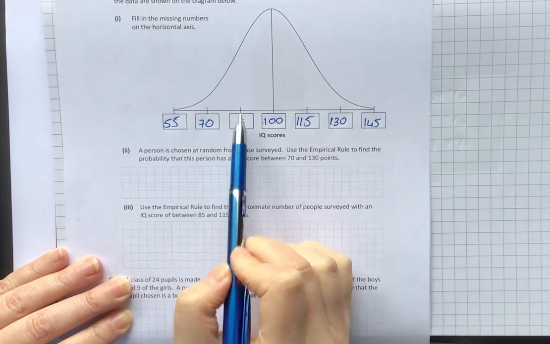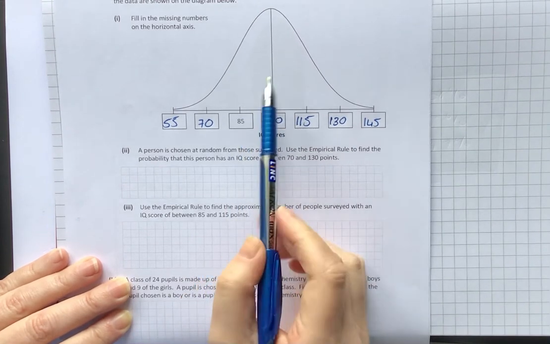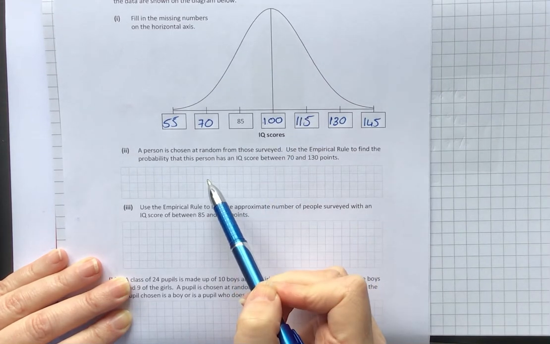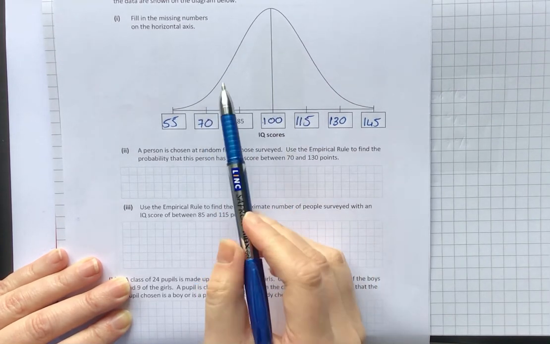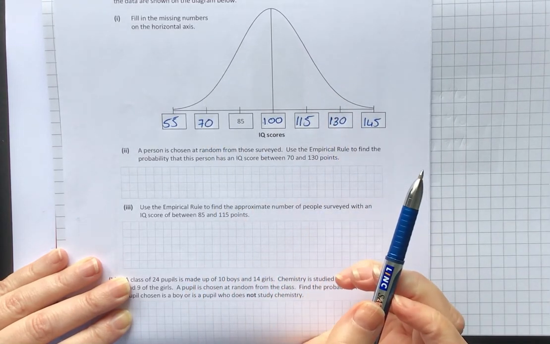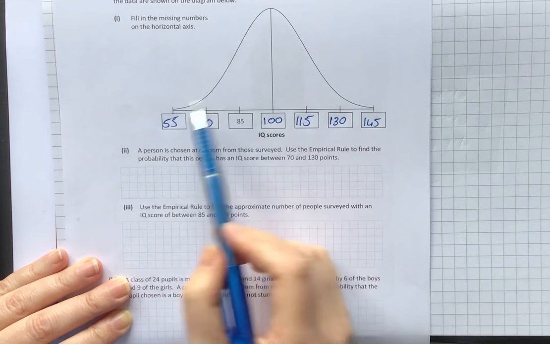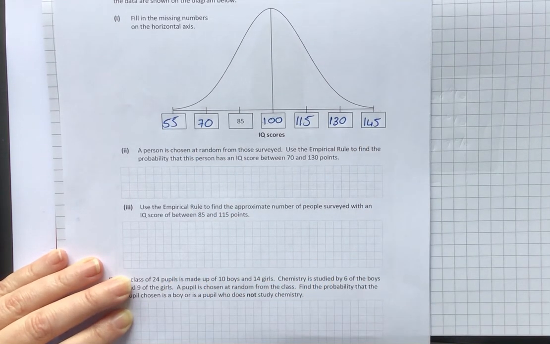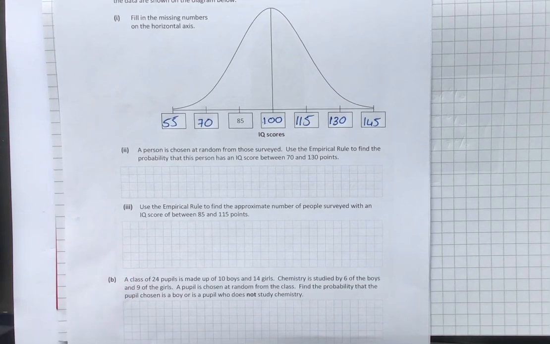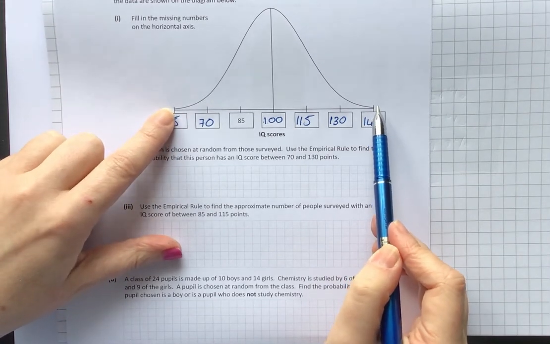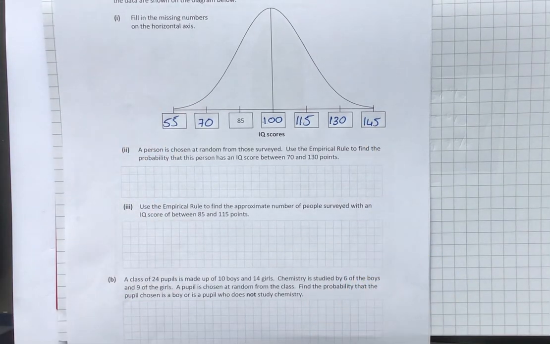So my empirical rule tells me that 68% of people will have an IQ between 85 and 115. 95% of people will have an IQ between 70 and 130. And 99.7% of people will have an IQ between 55 and 145. Okay, so the majority of the people that were recorded, 99.7% of those people, would fit between an IQ of 55 and 145.